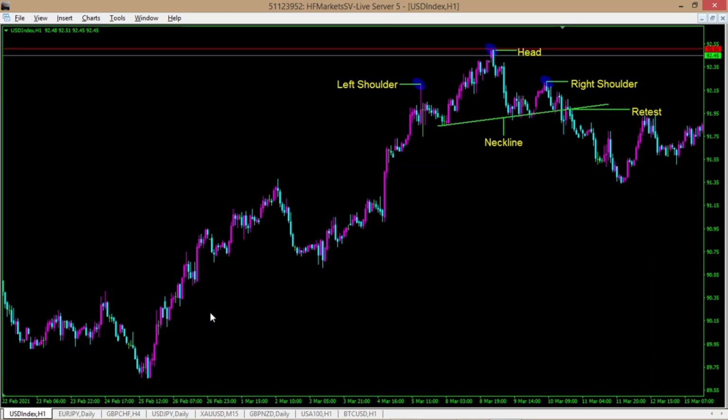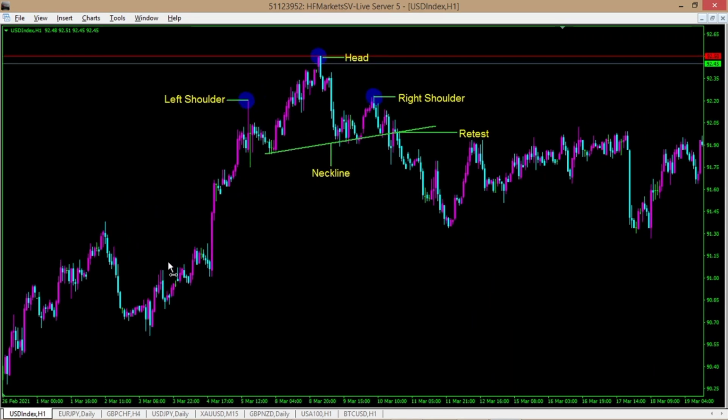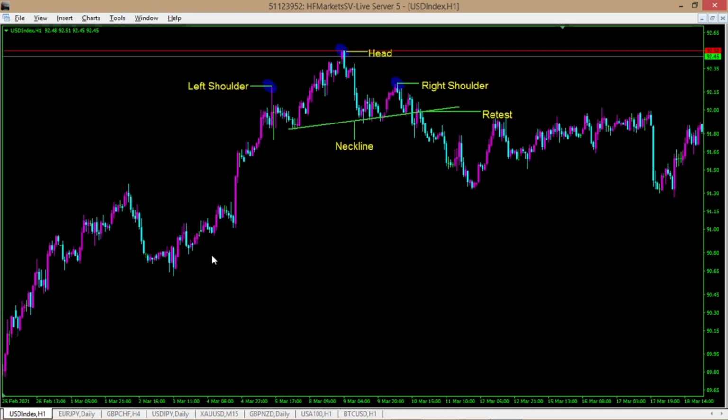So when we start making a series of lower lows and lower highs, that's a downtrend. But in an uptrend we make higher highs and higher lows. So that is an uptrend. So now, first of all, we make highs.